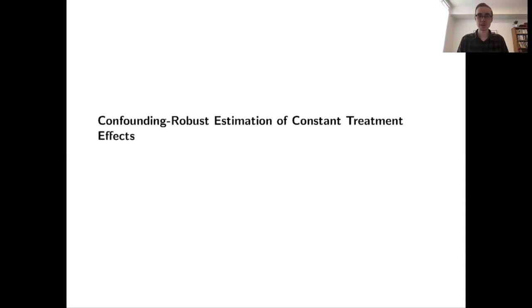On the path towards developing confounding robust methods for estimating heterogeneous treatment effects, the first thing we need to do is review how to estimate constant treatment effects in a confounding robust way.